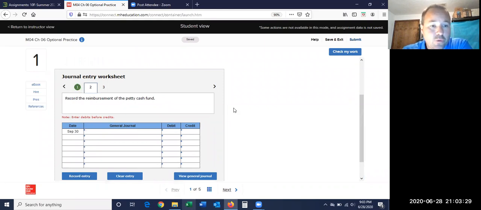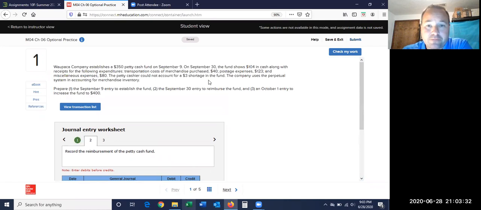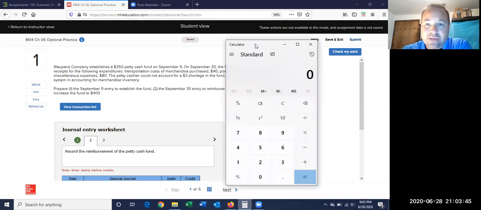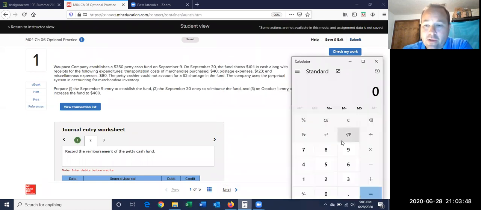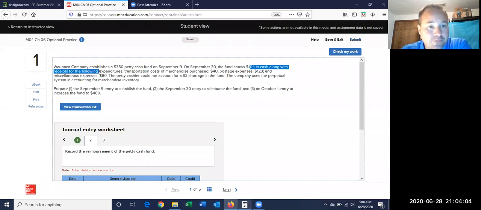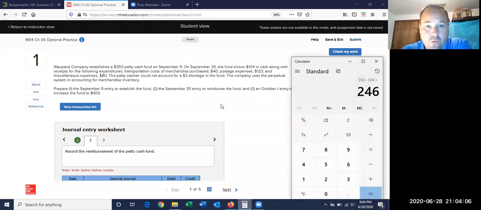Now it says journal entry 2, record the reimbursement to the petty cash fund, because throughout the month we started spending some money. The fund shows that we have only 104 left in the account. If we just stop right there, we could get an idea of how much we spent. If I started with 350 and I only have 104 left in the fund, that means I spent 246. Okay. All right, so the fund shows $104 and the receipts for what we spent.